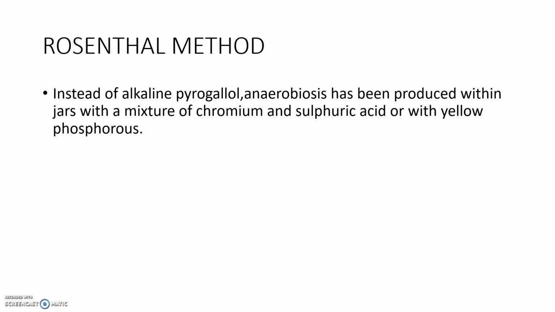Next is the modification of this method, that is Rosenthal's method. Instead of alkaline pyrogallol, anaerobiosis has been produced within the jars with a mixture of chromium and sulfuric acid, or with yellow phosphorus. This method is called Rosenthal's method, and it can be used instead of alkaline pyrogallol.